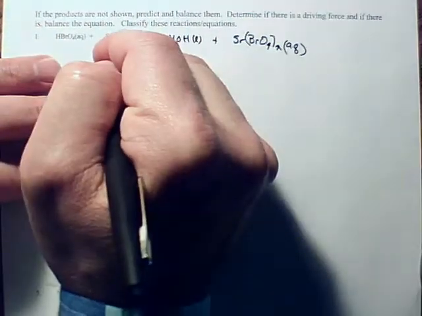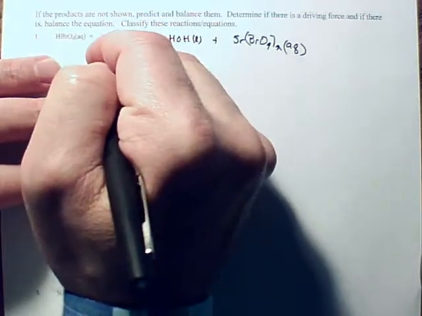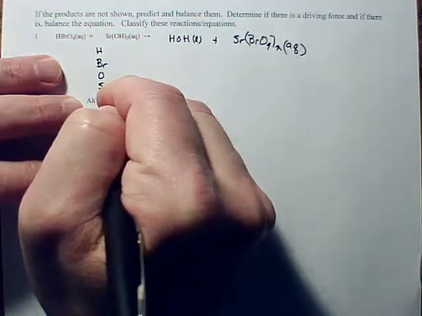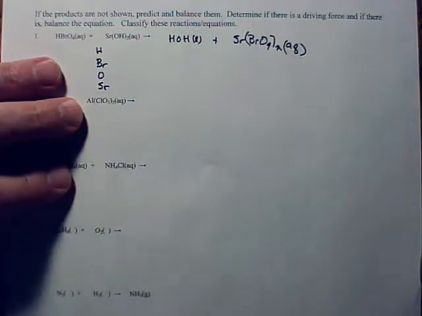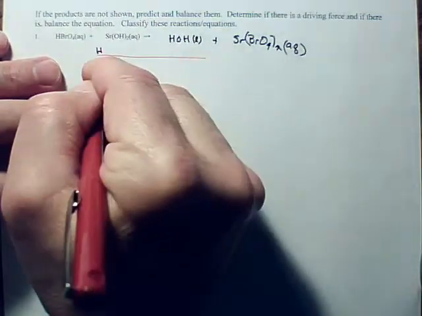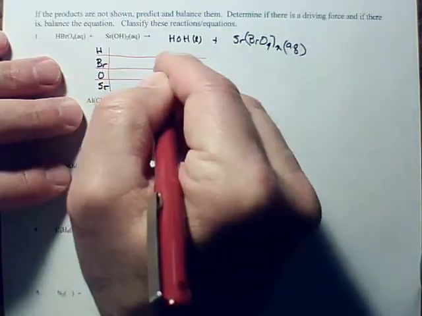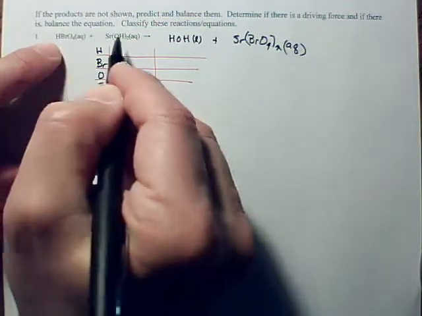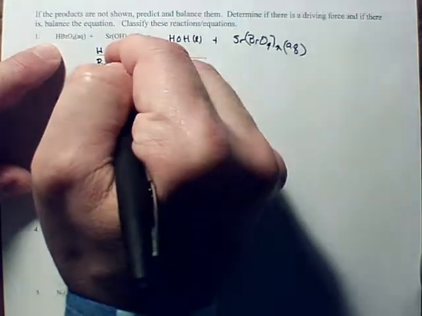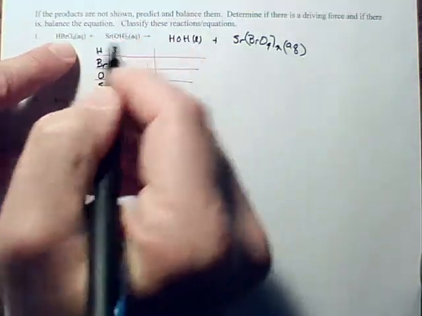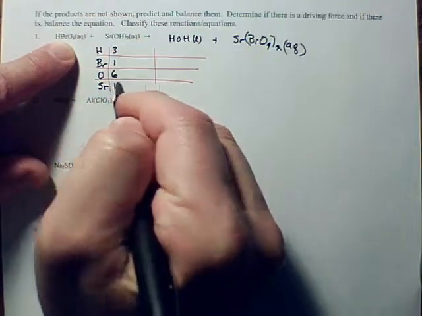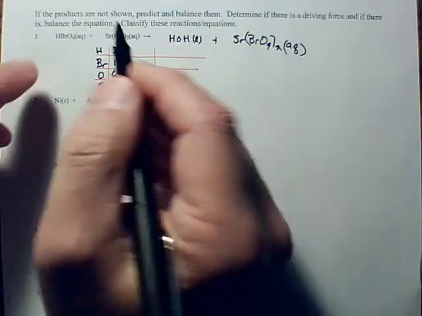So we're going to list out all the atoms we have here. We have hydrogens and bromines, oxygens, and strontiums. And initially I'm going to have 1 hydrogen here and 2 here. So I have 3 hydrogens. I have 1 bromine here. I have 4 oxygens plus 2, or 6 oxygens, and 1 strontium. If you don't do that in your head very well, then just do the math over here. Be careful with it.